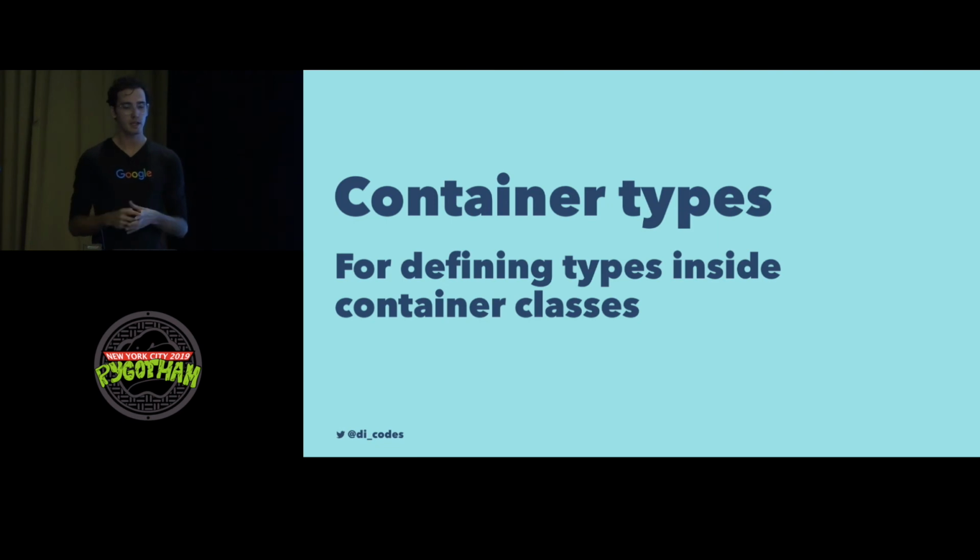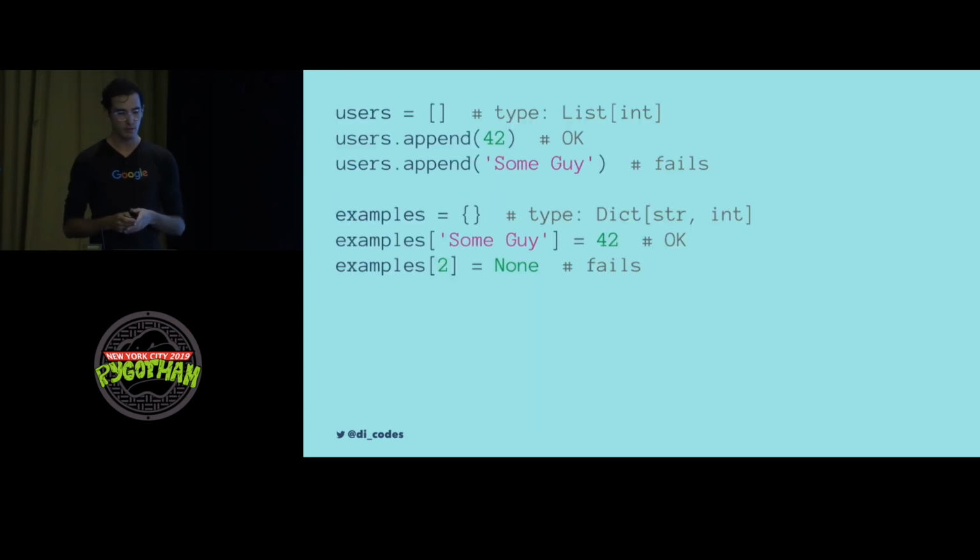It also defines some container types. These are ways that we can define types inside of container classes like dictionaries and lists. And that would look something like this, right? If I have a list of integers, I can define the type of that container class and the values that will be stored inside it. And the same for dictionaries. I can have a dictionary where the key is always a string and the value is always an integer.